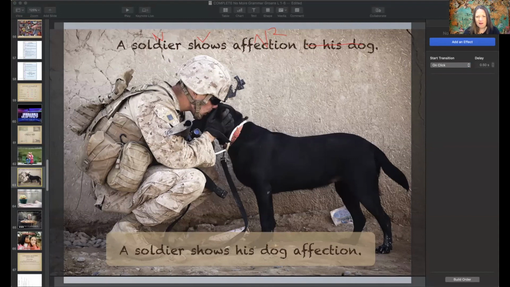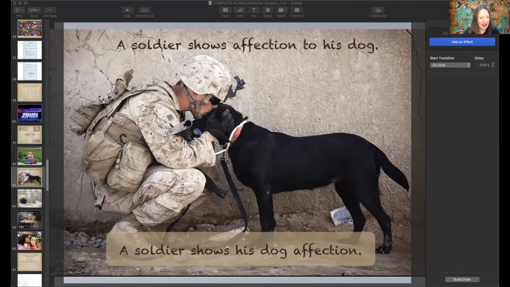However, if you take his dog and move it to right after the verb, look at the bottom, a soldier shows his dog affection. Now you have soldier as a noun, shows as the verb, and affection is a direct object still. It didn't change that, but now you have an indirect object because it's no longer in the prepositional phrase.